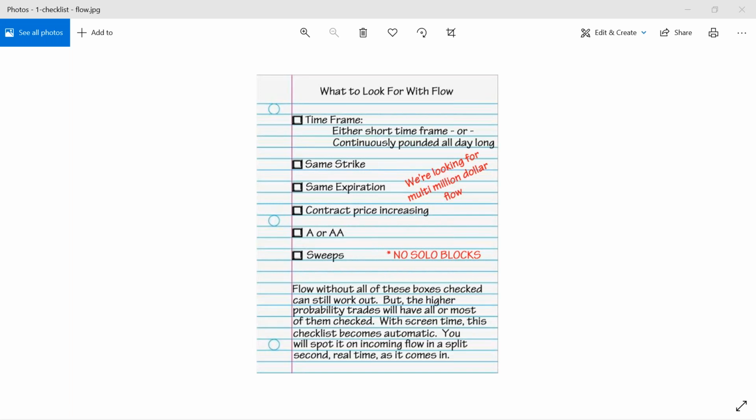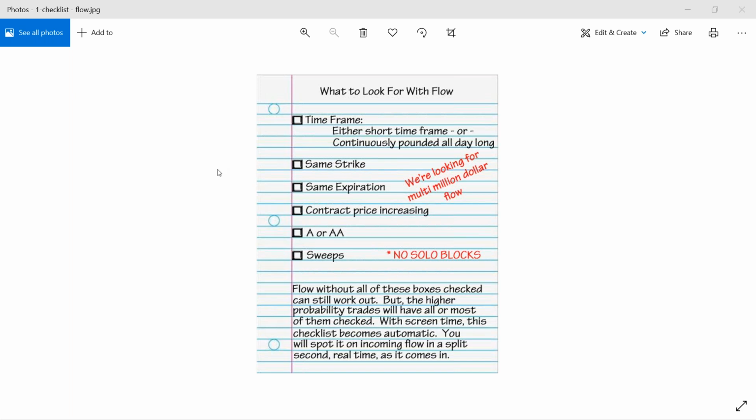All right, so when I'm talking about high probability trades, this is kind of what I'm looking for here. The thing to keep in mind is that this is a guideline, okay? One of the things you see on there says we're looking for multi-million-dollar flow. It's a guideline. It doesn't have to be multi-million dollars in flow. This is a starting point for you guys to really pinpoint the types of flow that we're talking about, not all the time, but generally has a very good chance of working out.